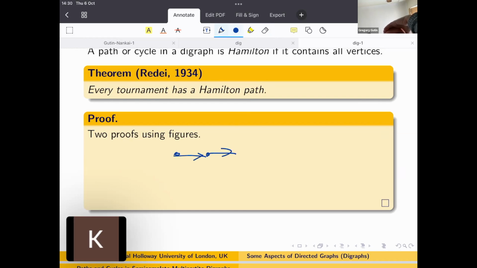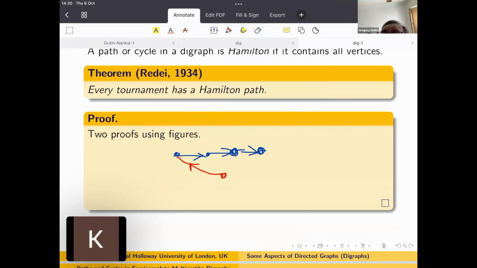So we have a Hamilton path in what's left. And then look at another vertex. It's another vertex here. What's going on? And see how it relates to the other vertices. Now, if we have an arc like that, that immediately tells us that there is a Hamilton path, right? So easy. So now assume that this is not the case.